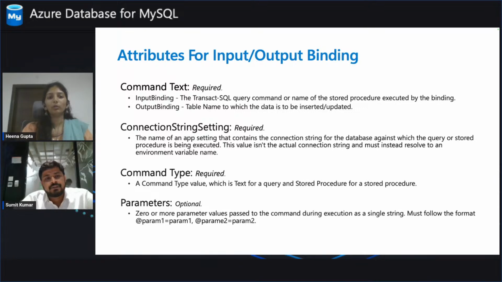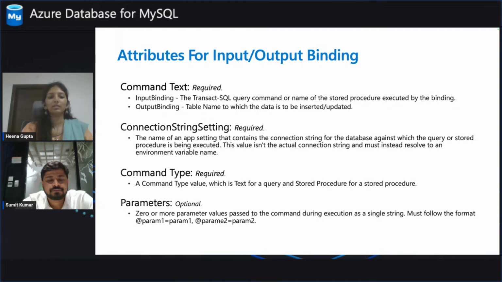So now we will talk about the attributes required for the input and the output binding. Command text is a required attribute. For input binding, we would provide the name of the stored procedure to be executed or the query that has to be executed. For the output binding, we would provide the table name to which the data is to be inserted or updated. The next important attribute is the connection string setting. This is the setting that is required to connect to our database on which the queries will be executed or on which the data will be updated.